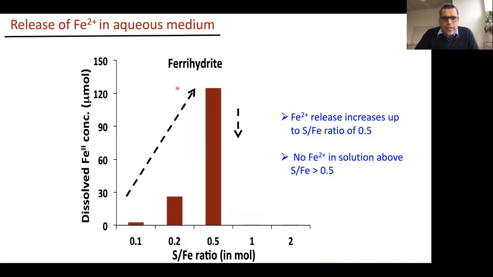For the sulfidation of ferrihydrite, what we found in these already published studies is that when we change the sulfide ratio with the same amount of ferrihydrite, as we increase the sulfide ratio up to 0.5 of sulfide to iron, we see an increase in aqueous iron 2 concentrations. Once we go beyond that ratio, we don't see aqueous iron 2 in the solution. So that's interesting, it sets up a boundary: at certain ratios you start to release iron 2, it peaks at a 0.5 ratio, and beyond that, we don't see iron 2.